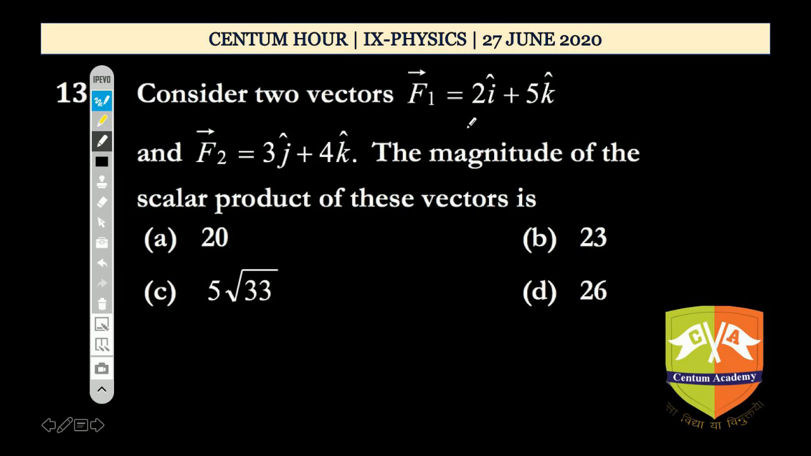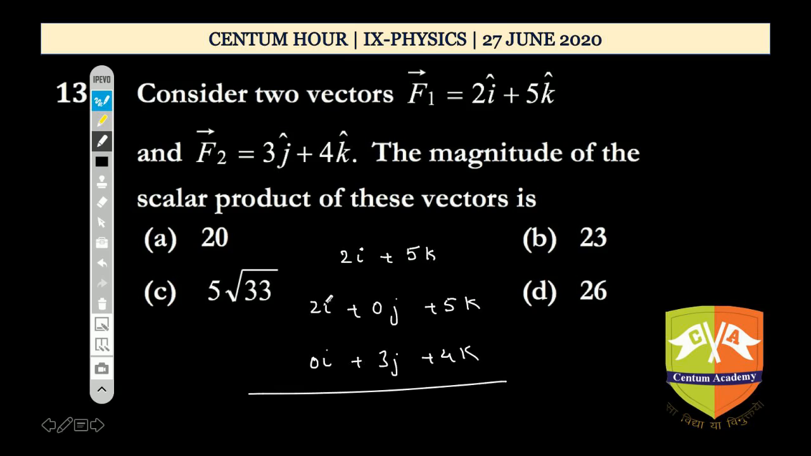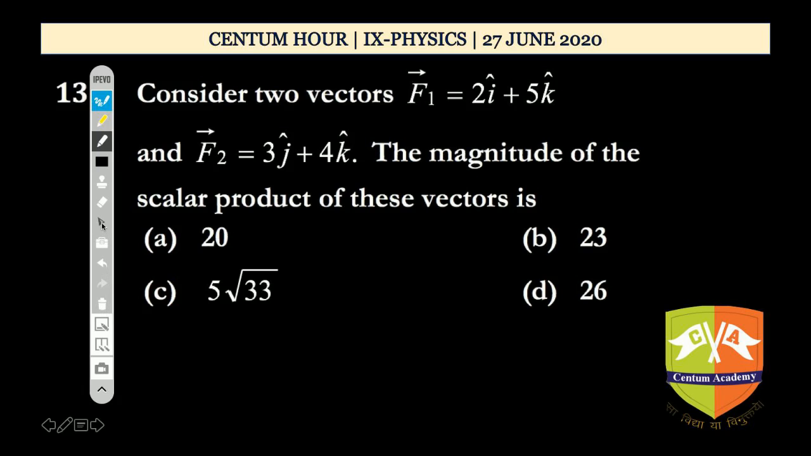See, we are doing the dot product. So I will write them 2i plus 5k. Actually, I should write it as 2i plus 0j plus 5k. And similarly, I should write this as 0i plus 3j plus 4k. Dot product 0, 0, 20 plus. Monisha? Got it? Everyone, my dear friends, got it? Let's look at the leaderboard.